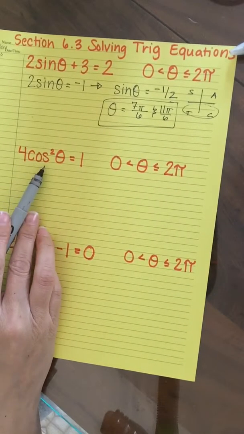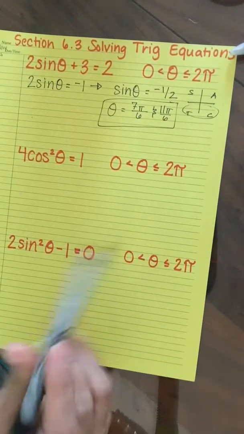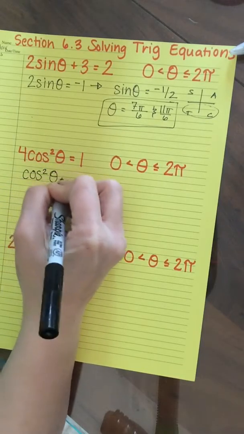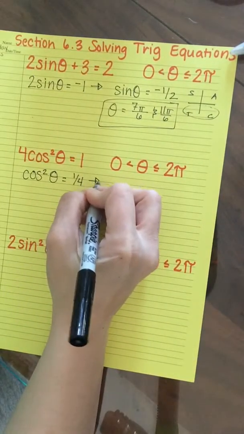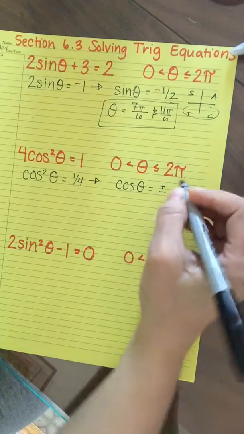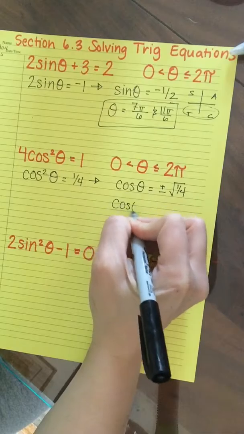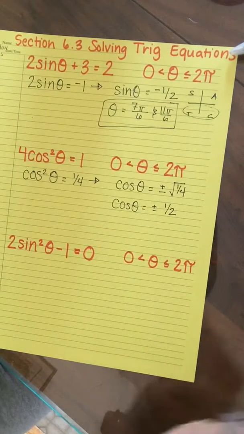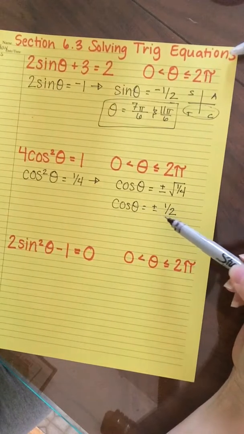If you have 4 cosine squared of theta equals 1, again, we're just going to concern ourselves with one lap around the unit circle. So the first thing we'll do is divide by 4. This becomes cosine squared of theta equals 1/4. Then to undo the squared, we'll square root. So we have cosine of theta equals plus or minus the square root of 1/4. Now, we know that the square root of 1 is 1, and the square root of 4 is 2. So we want to know where cosine is positive 1/2 and negative 1/2.